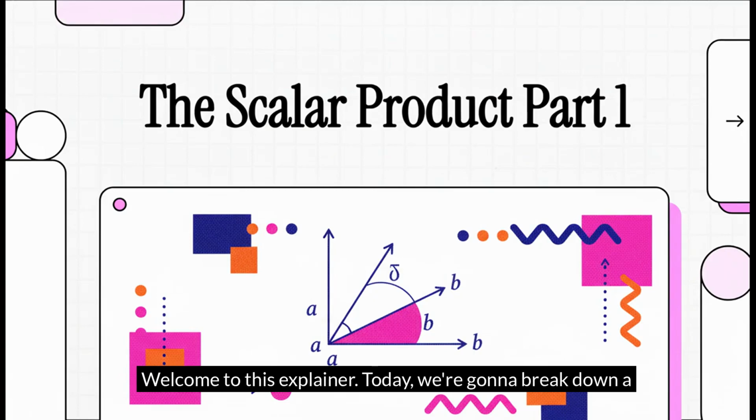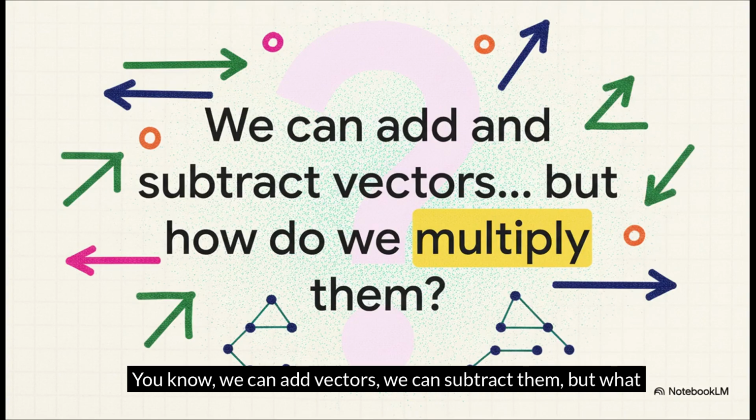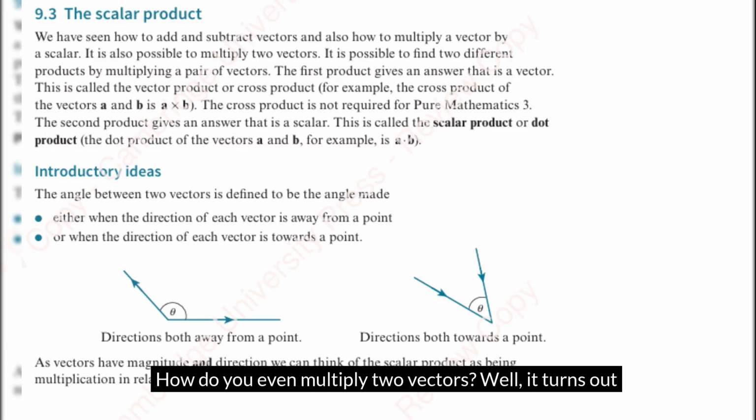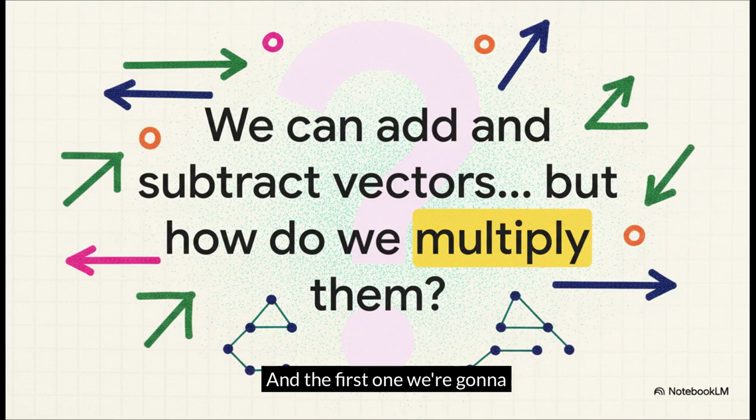Welcome to this explainer. Today, we're going to break down a really fundamental concept in vector math, the scalar product. All right, let's jump right in. We can add vectors, we can subtract them, but what about multiplying them? How do you even multiply two vectors? Well, it turns out there's actually more than one way to do it. And the first one we're going to look at is called the scalar product.